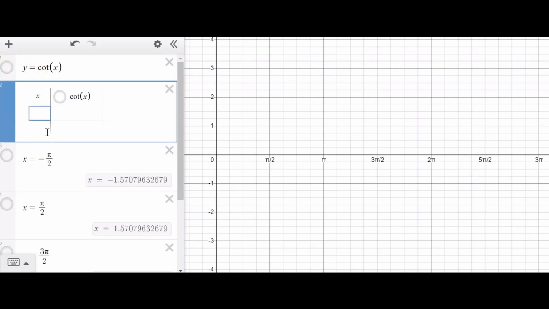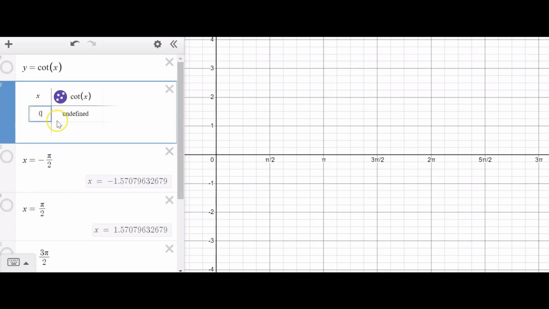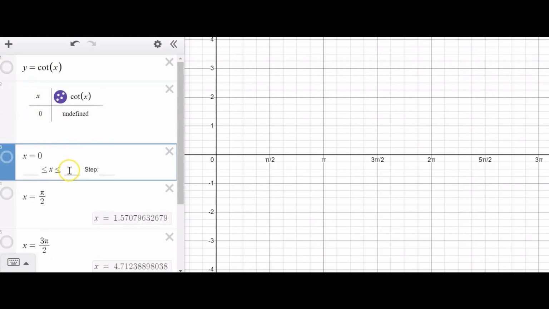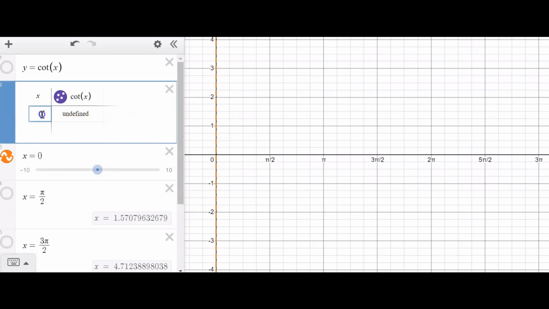So at 0, cotangent is undefined. And that means there is a vertical asymptote. So let's go ahead and put in a vertical asymptote at 0. Turn it on. There we go. So we have a vertical asymptote at 0. And so now let's go ahead with our next point.